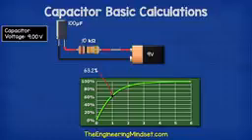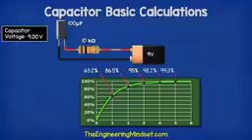At point 1, the voltage is always 63.2%. Point 2 is 86.5%. Point 3 is 95%. Point 4 is 98.2%. And point 5 is 99.3%. So the voltage will never actually reach 100%. That's also why we stop at just 5 points.